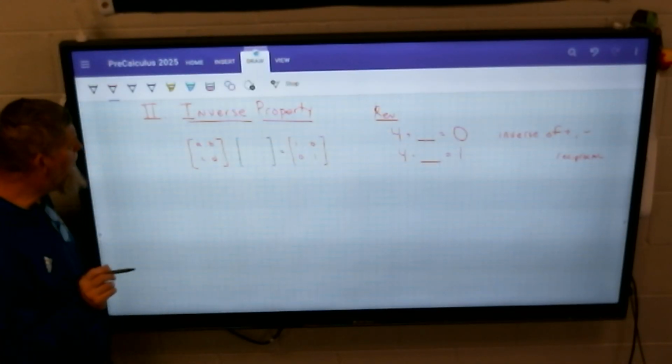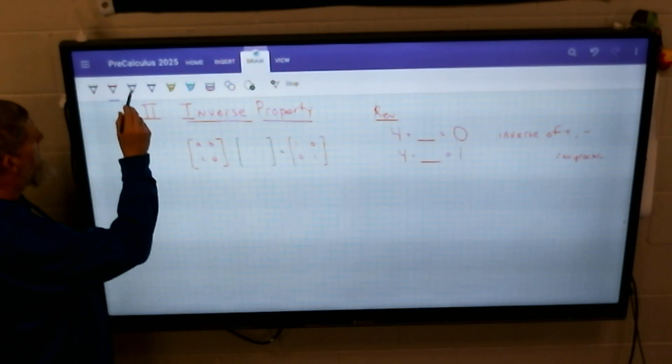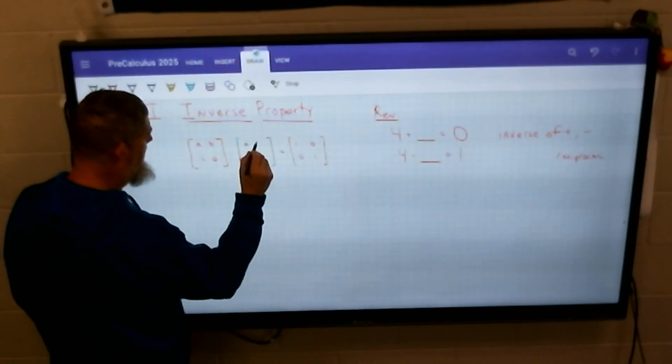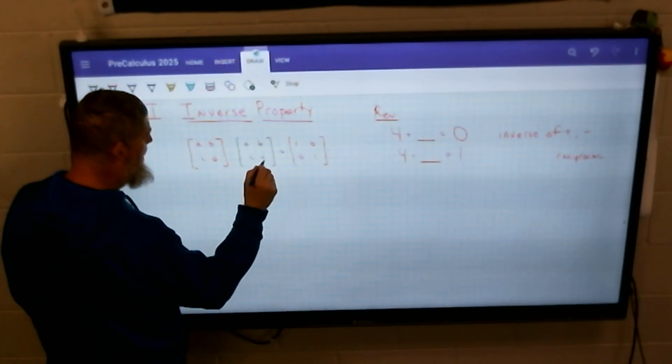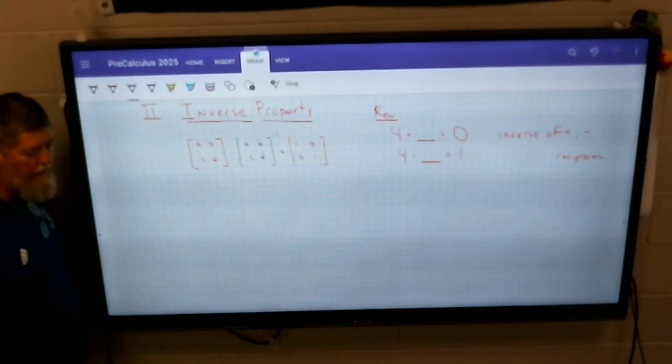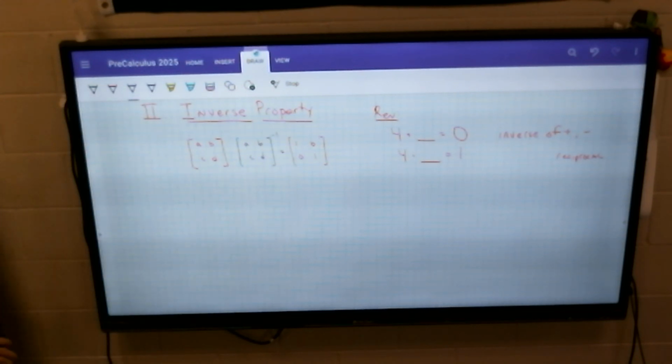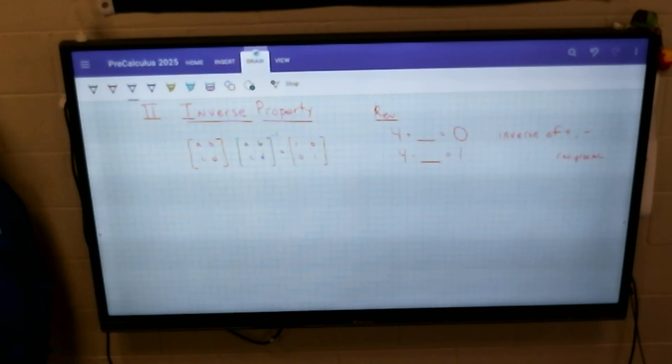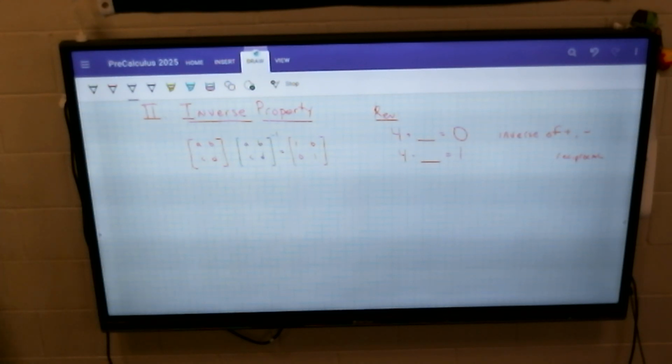Okay, now here's how we're going to notate it. This is kind of a new part. It's going to be A, B, C, D. But to notate the inverse, we do a little -1. So if I take A, B, C, D, that matrix times the inverse of A, B, C, D, it's going to equal its identity. Okay?